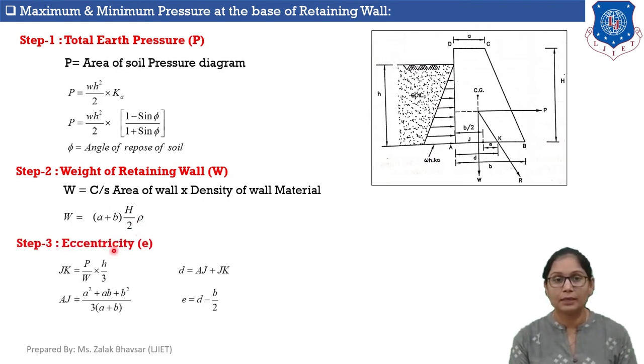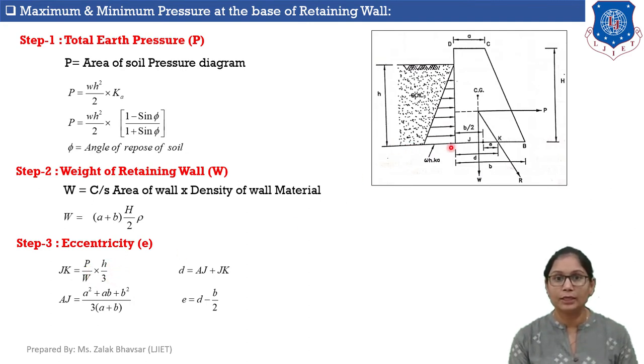Now, let's move to step number 3. In step number 3, we will calculate eccentricity e. For calculating eccentricity, first of all, we need to calculate the distance JK, where J is the point where W cuts the base of the wall and K is the point where the resultant R cuts the base of the wall. So here is the equation to calculate JK. JK is equal to P upon W into H by 3.